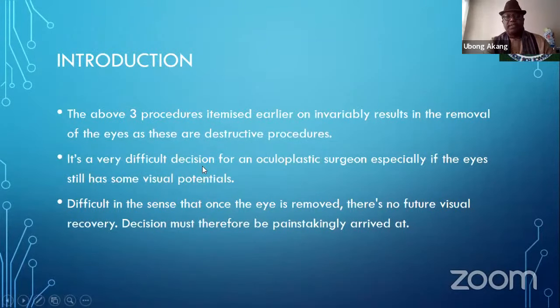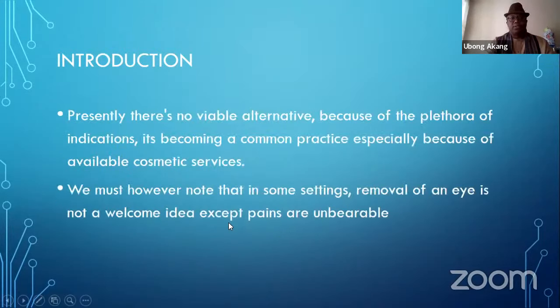The above 3 procedures itemized earlier invariably result in the removal of the eyes, as these are destructive procedures. And it's a very difficult decision for an oculoplastic surgeon, especially if the eyes still have some visual potential. Difficult in the sense that once the eye is removed, there's no future vision. The decision must therefore be painstakingly arrived at. Presently, there's no viable alternative because of the plethora of indications.